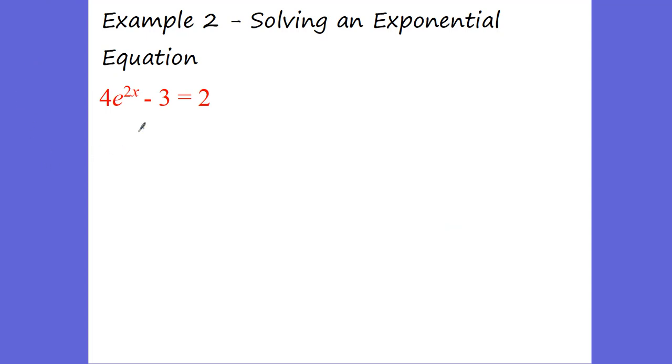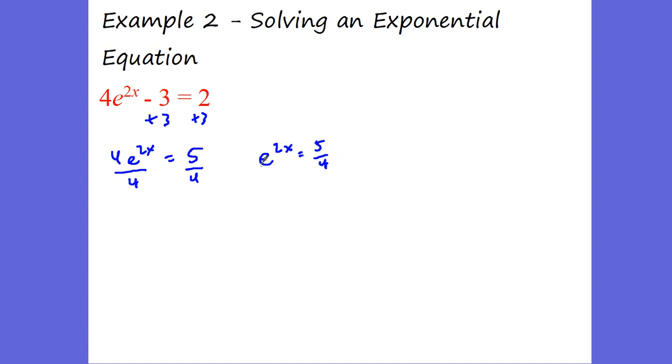So let's take a look at this. What's the first thing we're going to do? Another solving an exponential equation. The first thing we're going to do is add 3 to both sides. So we get 4e to the 2x is equal to 5. What's the next thing we're going to do? We have to divide by 4. So now we have e to the 2x is equal to 5 fourths.